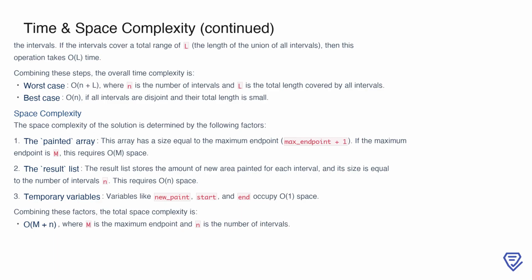maximum endpoint value. If the maximum endpoint is m, the array requires m space. Additionally, we store the result of new areas painted for each interval in a list, which has a size of n. Temporary variables like new_paint, start, and end require constant space, which is 1. When we combine these factors, the total space complexity of the solution is m plus n.